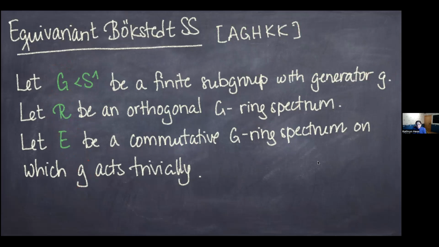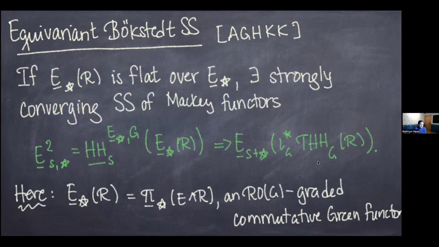In this case, we can set up a spectral sequence for computing this Hochschild homology. So now we're going to look at the RO(G)-graded commutative ring functor that we get by applying the Mackey functor to the smash product of these two spectra. This is going to give us an RO(G)-graded commutative Green functor. If this thing is flat over the coefficient ring, then there exists a strongly converging spectral sequence of Mackey functors in this case. I'll explain what this is in just a moment.